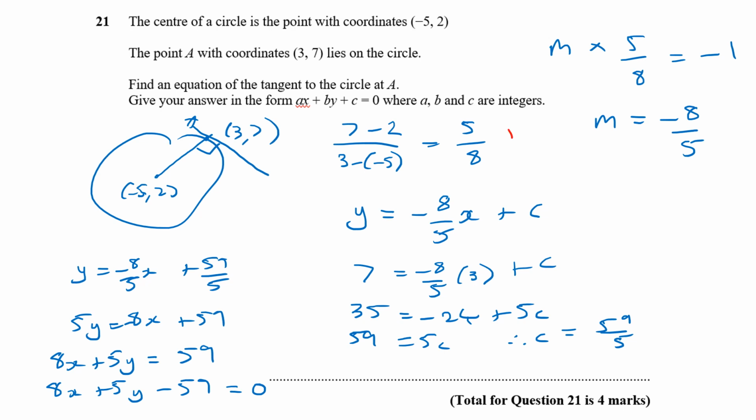We get 1 mark for correctly identifying the gradient of the radius, 1 mark for then using the perpendicular gradient to that. You get 1 mark for substituting your coordinates in and finding a value for your constant, and then 1 mark for your final solution in the form that it asked for.